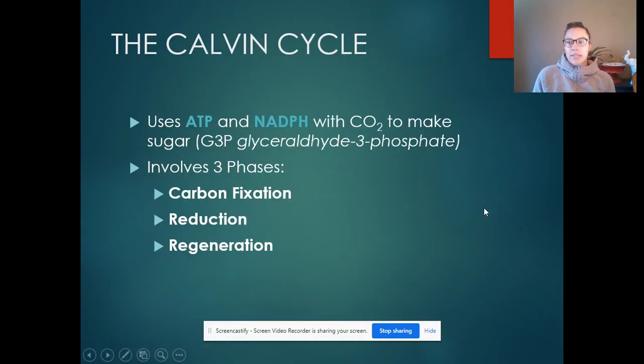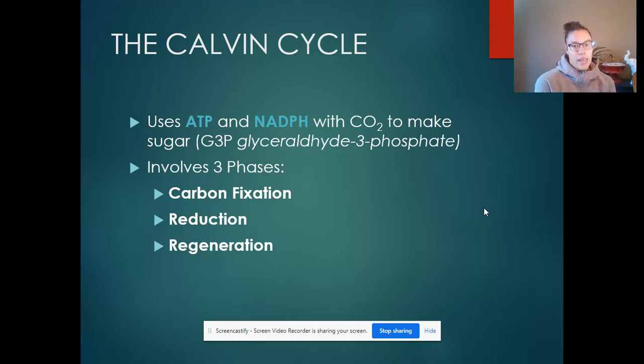Hey everyone, let's talk Kelvin cycle next. So the second step in our photosynthetic process, or the synthesis step of photosynthesis, is called the Kelvin cycle. The Kelvin cycle is found or performed in the stroma of the chloroplast. And it's sometimes also referenced as the light independent reactions because we don't necessarily have to have light in order to perform it.